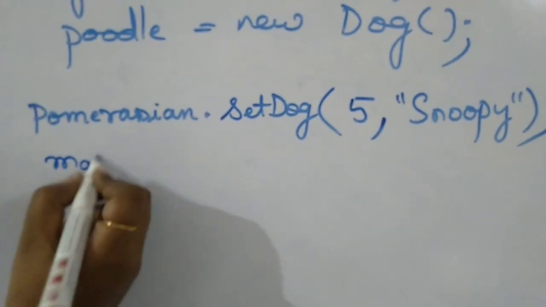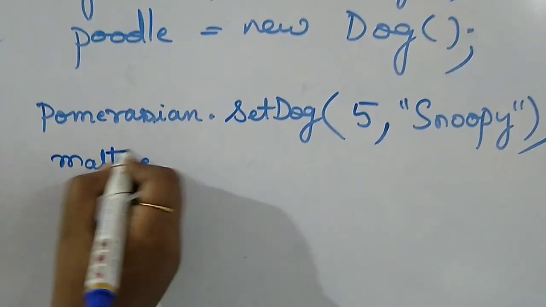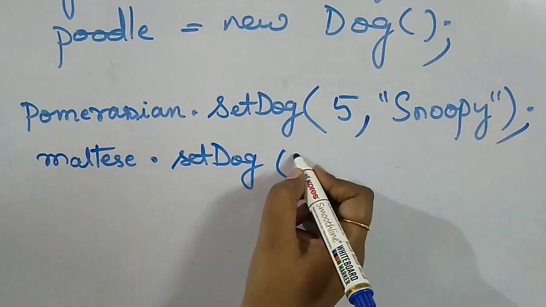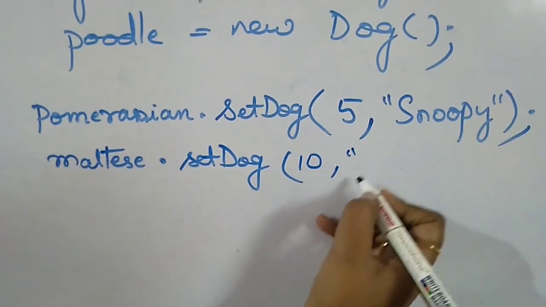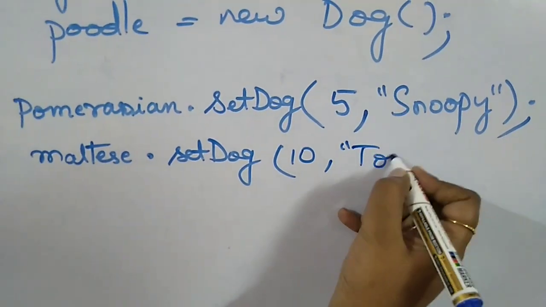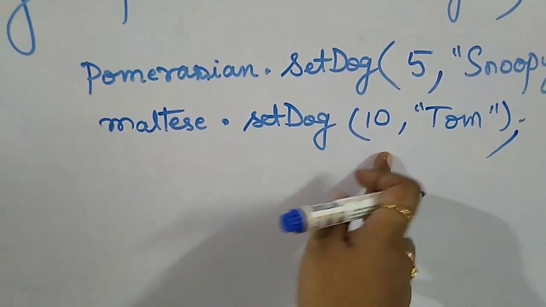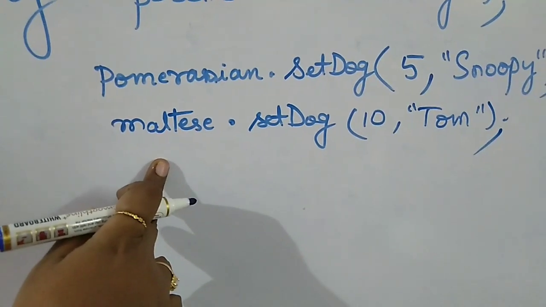So let us call it on another object. I am saying Maltese dot setDog, with 10 years as the age, and then the name of this dog is Tom. So now the values of age and name for this Maltese are different.